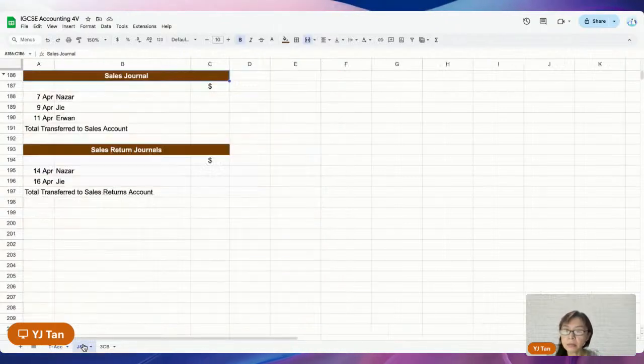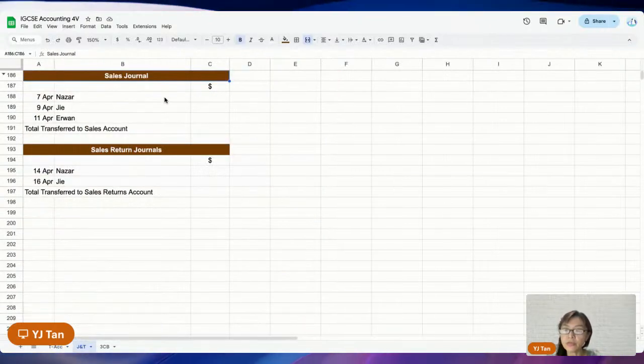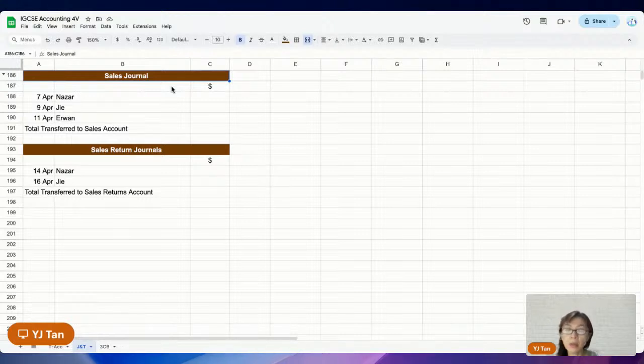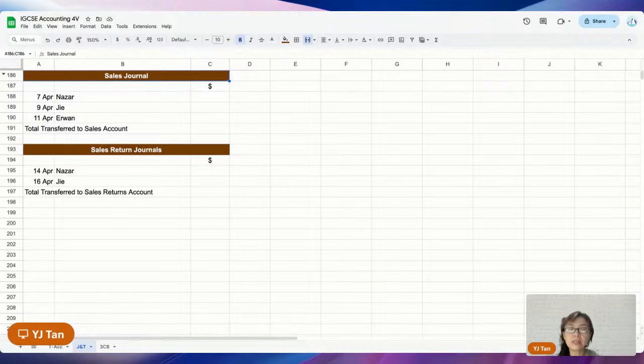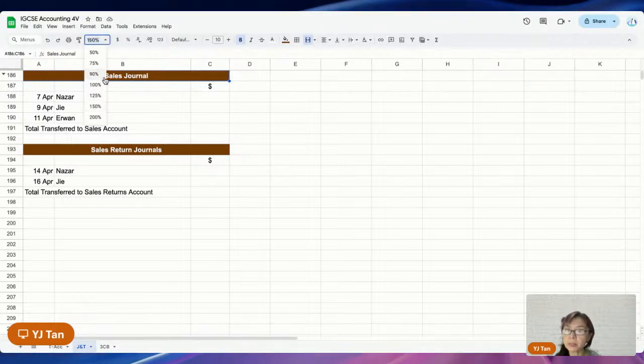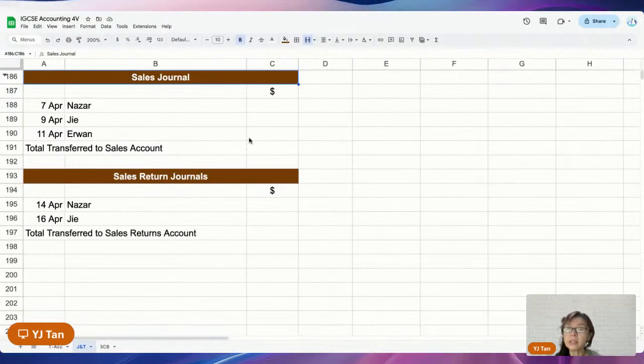And then here we need to fill in the sales journal. I hope that you still remember the sales journal. By the way, this is just an extract of the sales journal. Maybe I make it a little bit bigger. All right, so let's have a look at how we fill in all this.